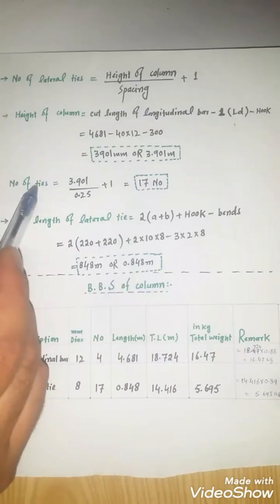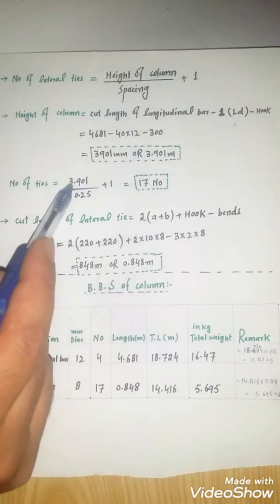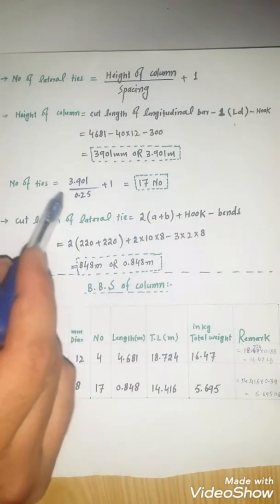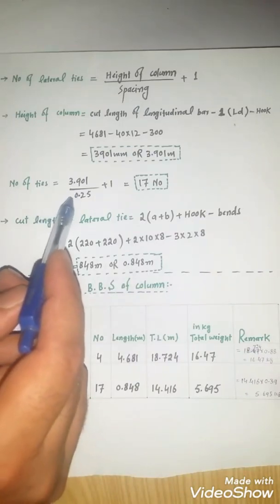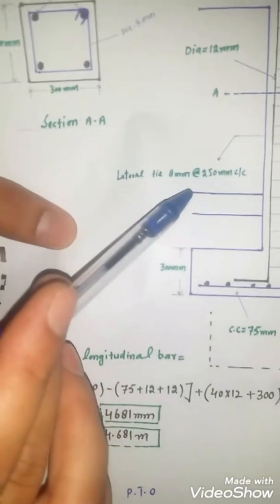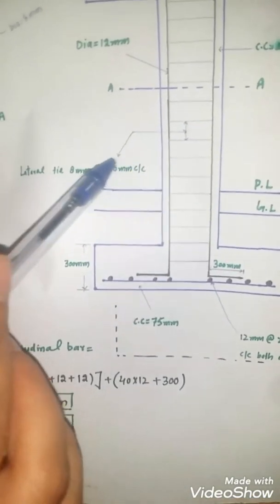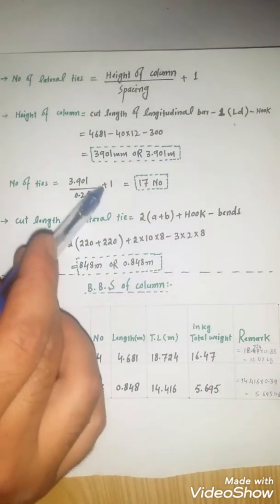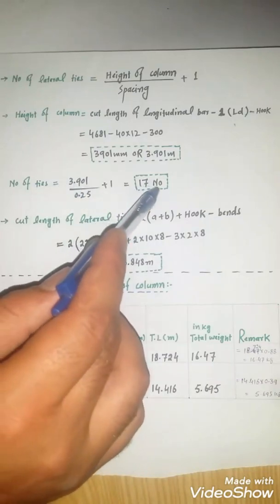Now find the number of ties. Just put the value in this formula. The height of column is 3.901 divided by 0.25. This is the spacing between two ties, which is equal to 250 millimeter. I convert this from millimeter to meter, which equals 0.25, plus 1. The number of ties required is 17.